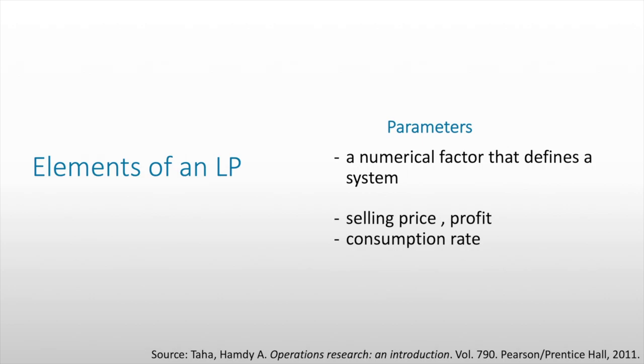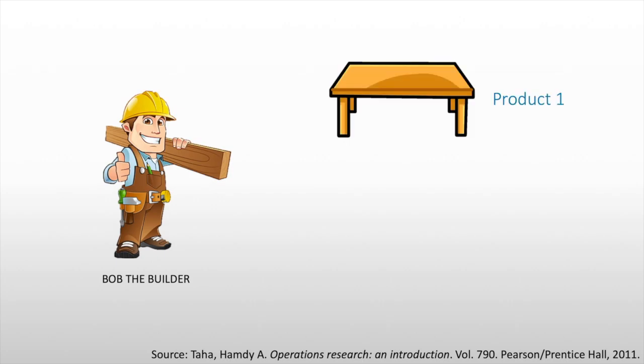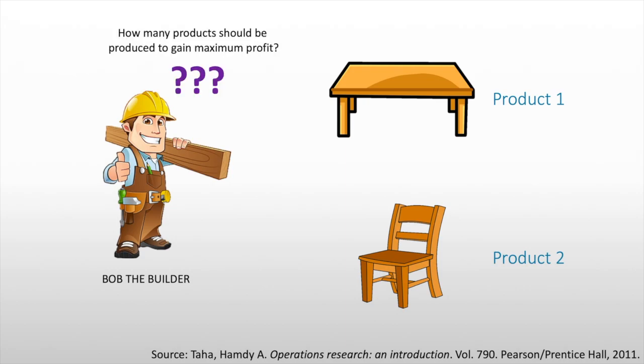The best way to understand how to make an LP model is through an example. So let's try. Let's say, for example, we know Bob the Builder. Bob the Builder wanted to create two products, a table and a chair. Bob the Builder's question now is, how many products should be produced to gain maximum profit? So let's try to help Bob the Builder create an LP model.